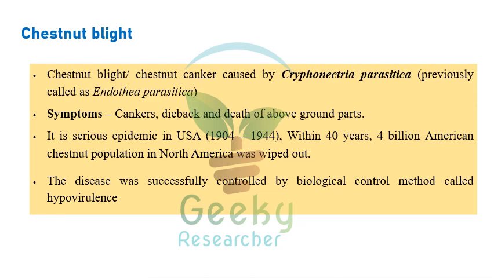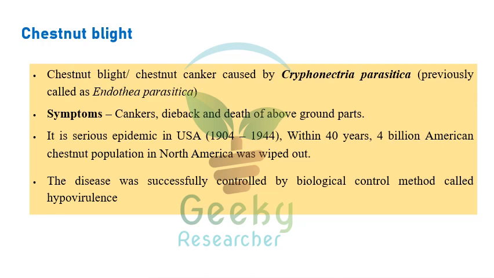So let's see something about chestnut blight. Chestnut blight, otherwise called chestnut canker, is caused by Cryphonectria parasitica, previously called Endothia parasitica. It is very important. So chestnut blight is caused by Cryphonectria parasitica. They will also ask like this: what is the old name of the chestnut blight pathogen? Endothia parasitica. Now it is called Cryphonectria parasitica.